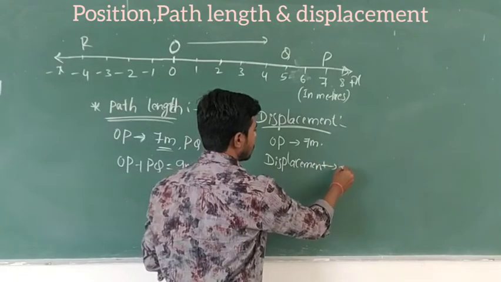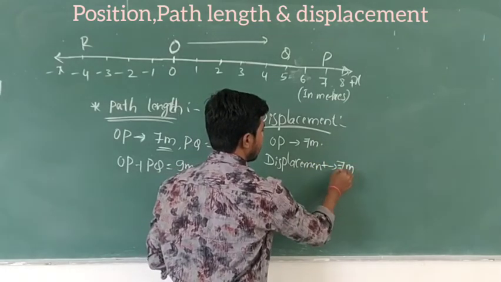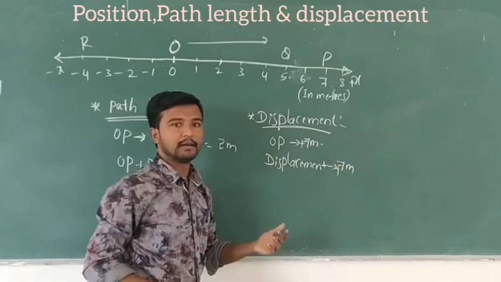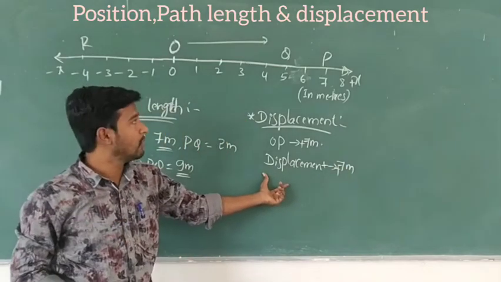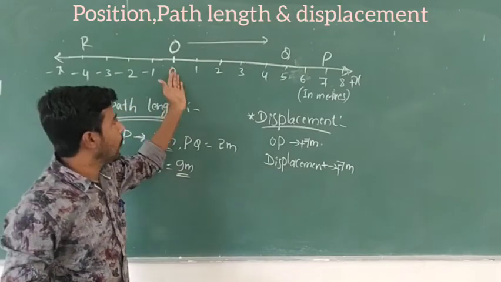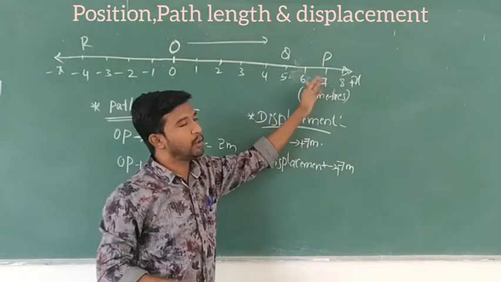Displacement is also from O to P. That is 7 meter. That is plus 7 meter. But now again, O to P, the next P to Q.